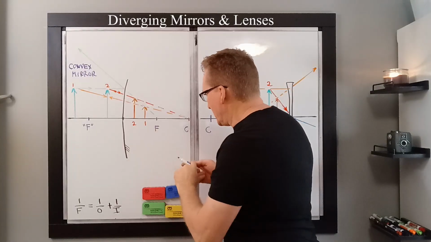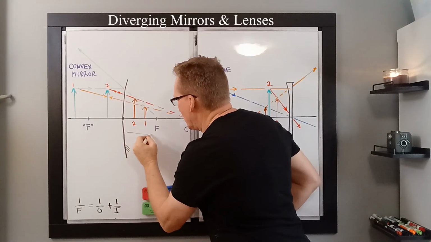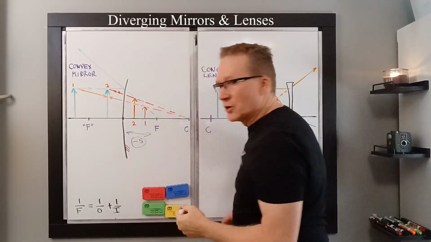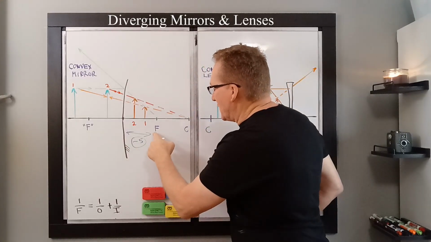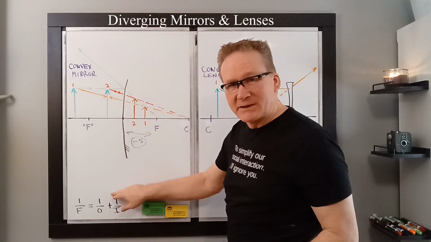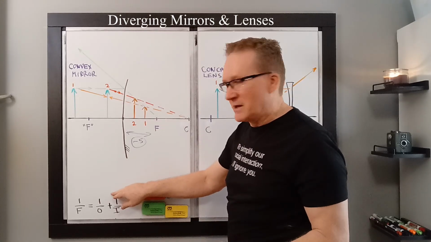So this distance from the mirror to the focal point would be a negative. Let's say it's -5, whatever your problem would have. So this would be a negative distance to the focal length. That's very important when you're using the lens formula. We'll do an example of that in a minute.